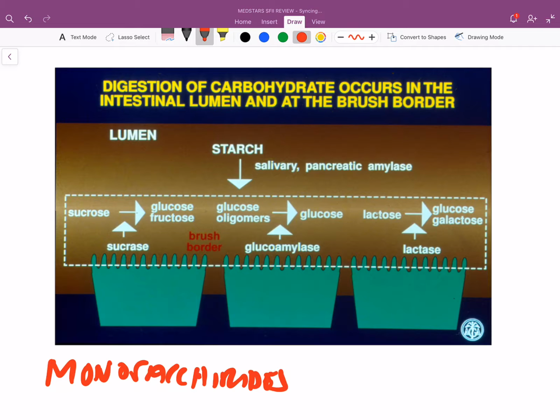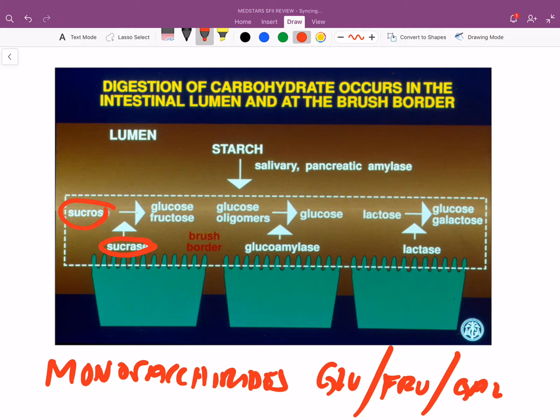When I say monosaccharides, I mean glucose, fructose, and galactose. As you can see right here, sucrase, which is a brush border enzyme, converts sucrose into one glucose and one fructose, right? We turn glucose oligomers, meaning repeats of the same thing, into a whole bunch of individual glucose, and we do that via glucoamylase.